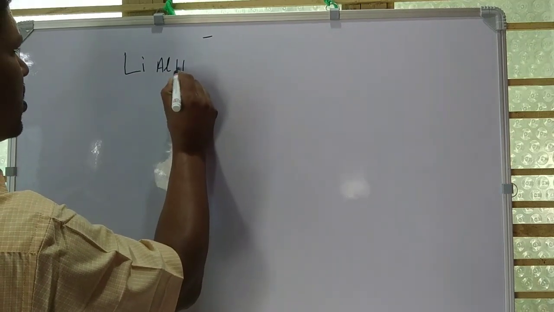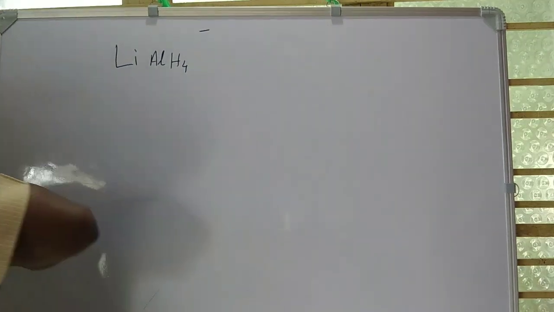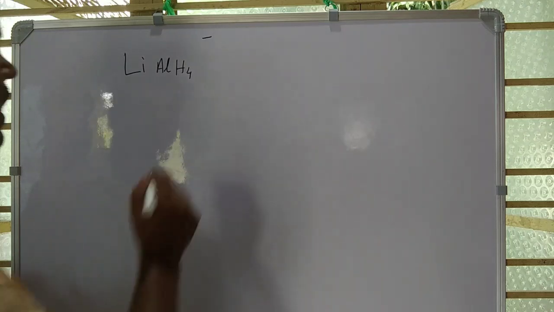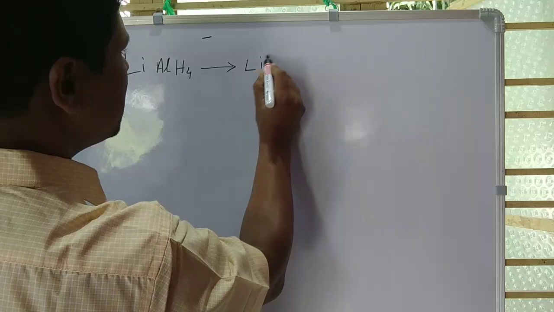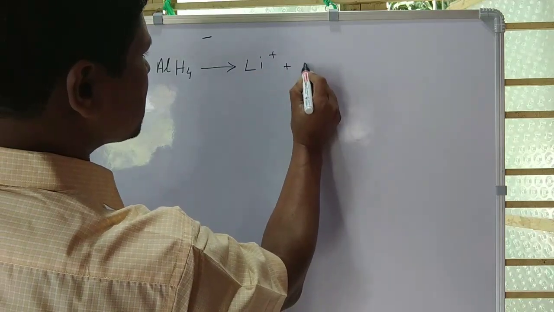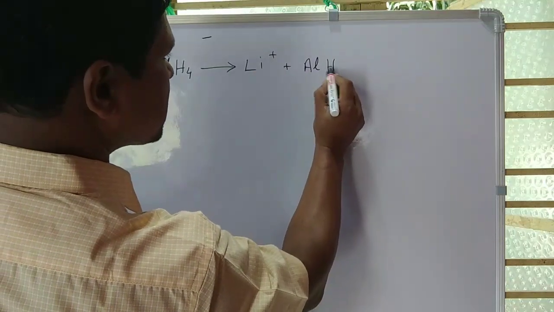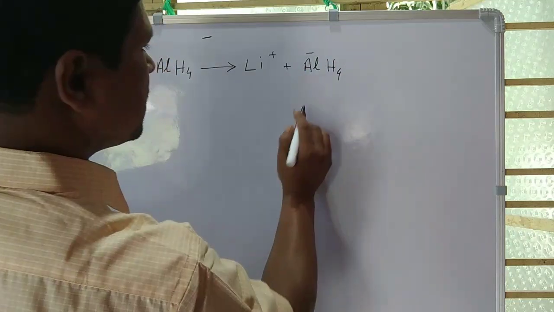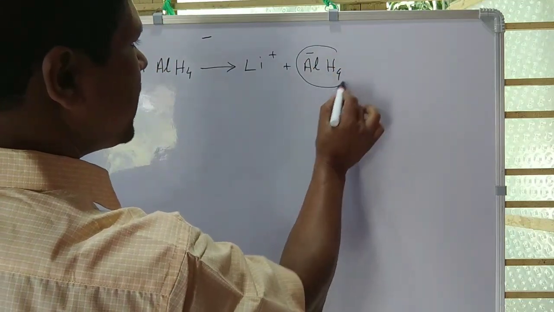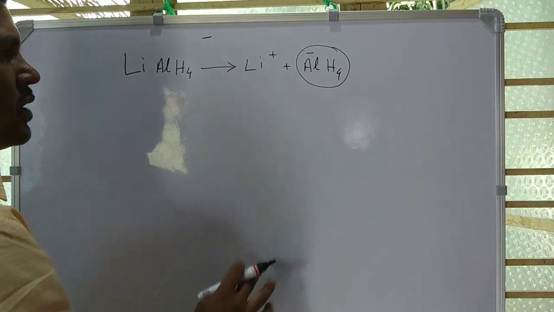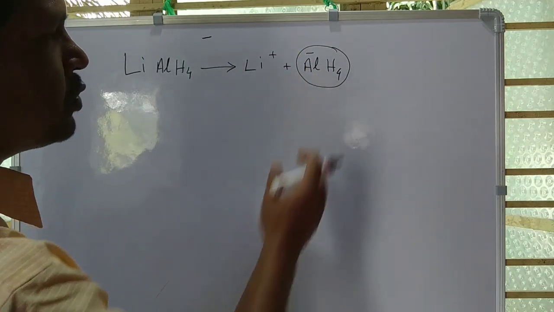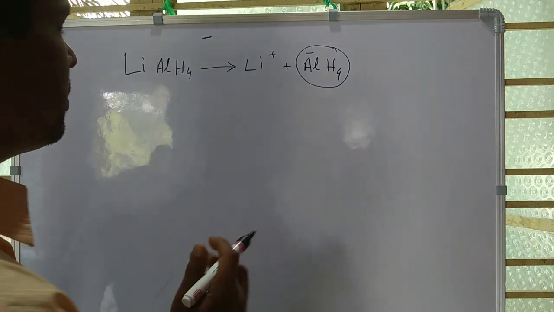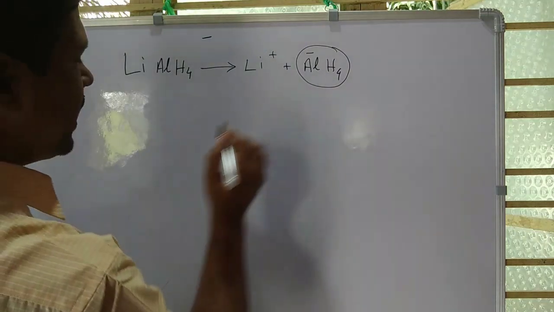LiAlH4. Lithium aluminum hydride ionizes into Li+ and AlH4-. This aluminum hydride ion is the particular ion which shifts hydride ion to the polar C=O bond or C≡N.